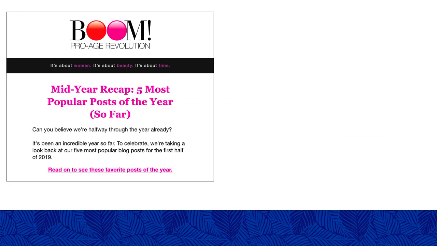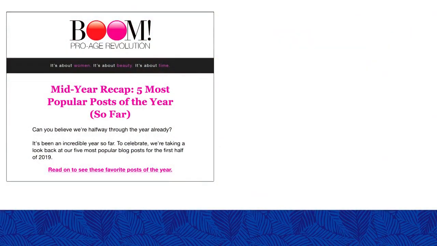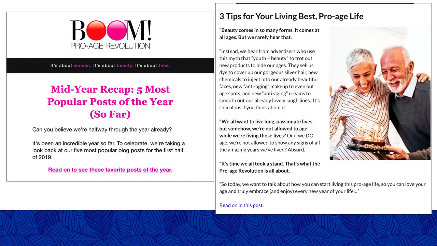Another way to repurpose your content is taking a bunch of your blog posts and doing kind of a wrap up. So we did one called our mid-year recap, our 5 most popular posts of the year so far. So let me show you that one here. And we say, can you believe we're halfway through the year already? And we show them 3 tips for living your best pro-age life. And this is just one of the little blocks on that blog post. We do 5 most popular posts. We'll give a little blurb about them.